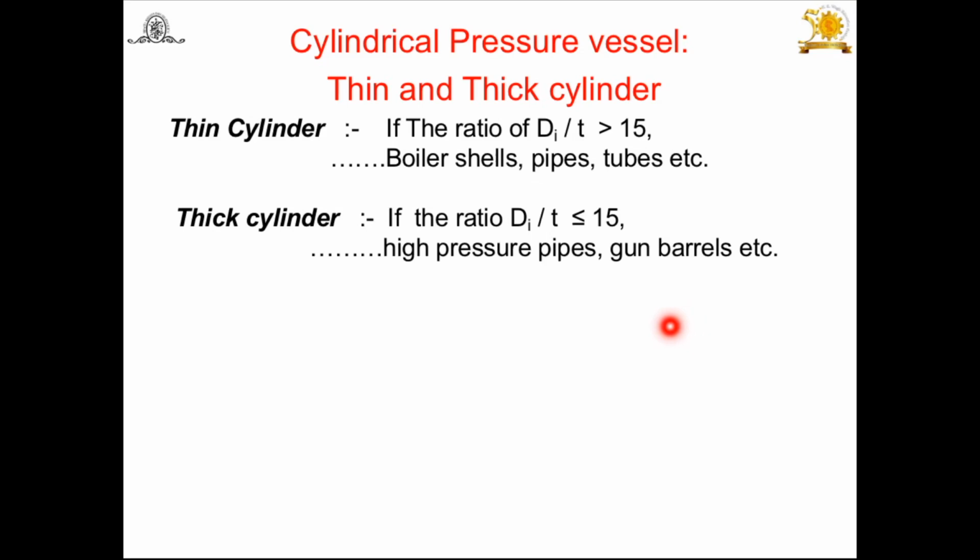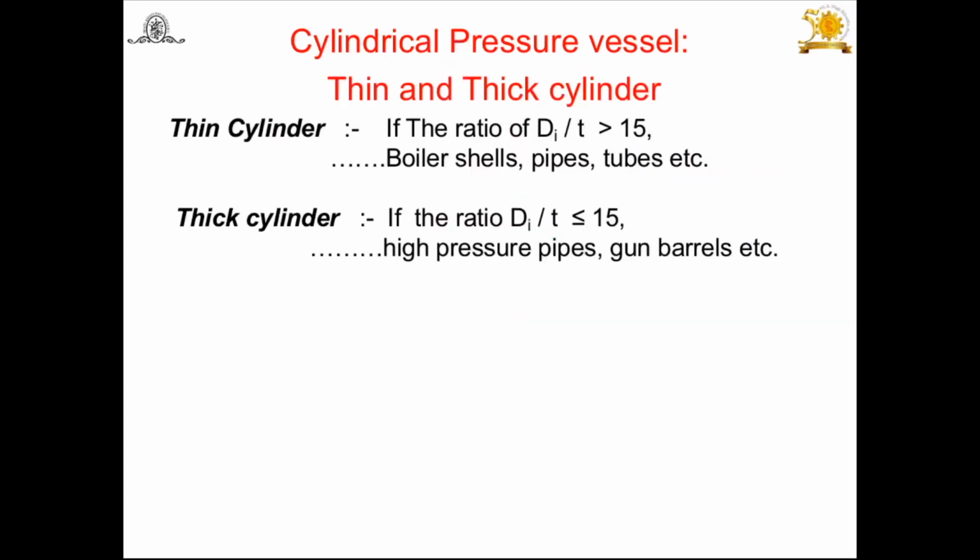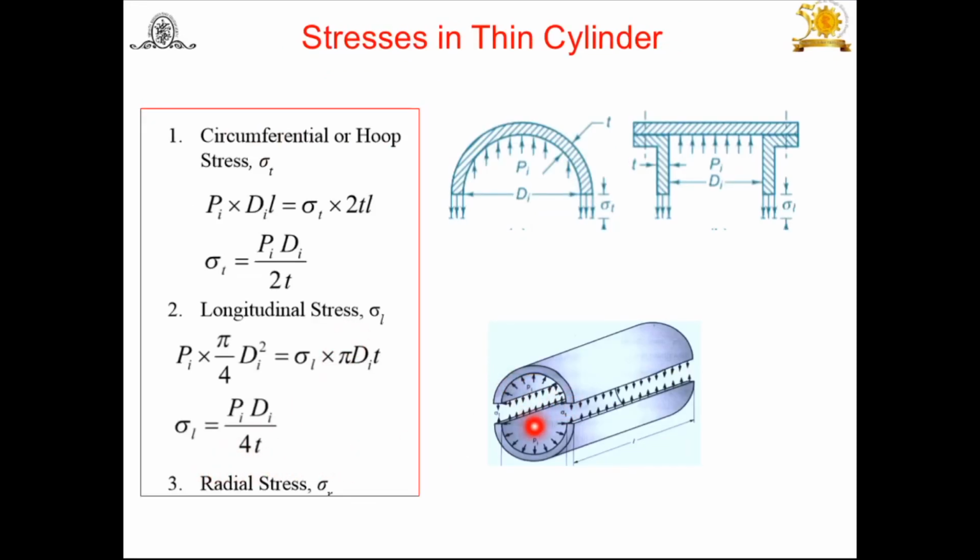Let us see how to find the stresses in thick and thin cylinders. First, the thin cylinder. This is a cylinder having inside diameter di and wall thickness t, subjected to internal pressure pi. In general, three stresses are induced in it. One is the circumferential or hoop stress, also known as tangential stress, denoted by sigma t. Another is the longitudinal stress, which acts along the transverse section. And the third one is the radial stress. But a thin cylinder is subjected mainly to circumferential and longitudinal stresses, and the magnitude of the radial stress is very, very less. That's why it is neglected in the analysis.